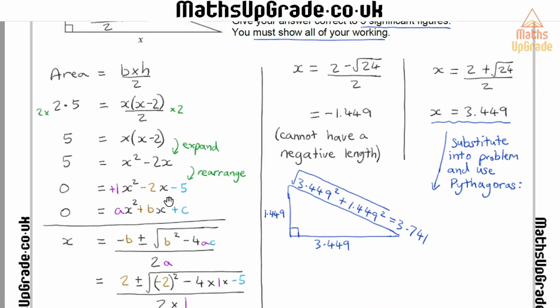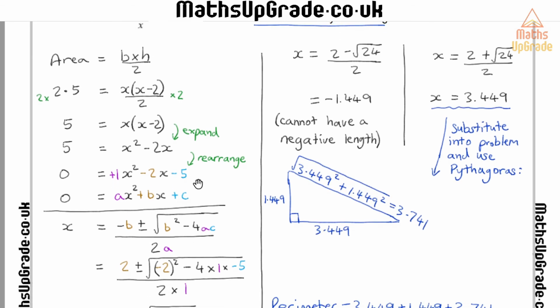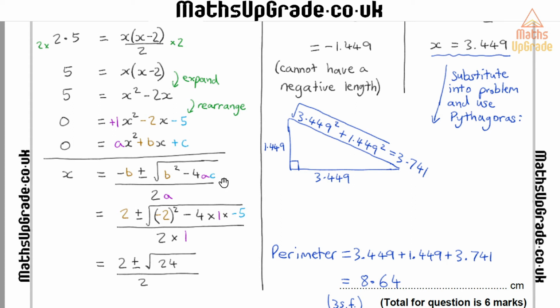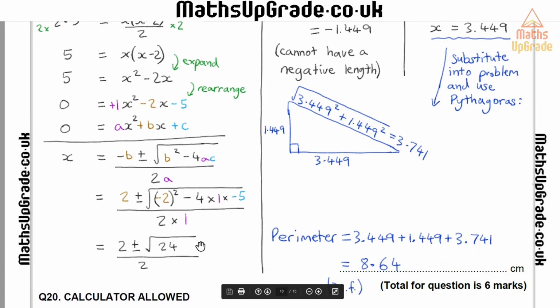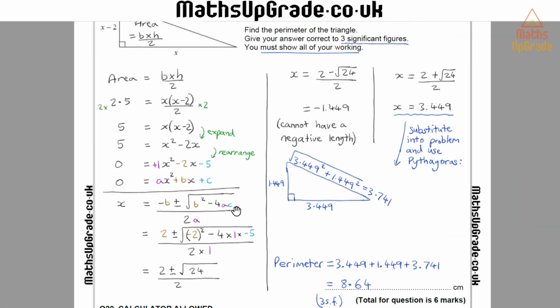So now I need to solve this quadratic here. When I'm solving this quadratic, I'm going to try and factorize it, but I cannot. So I'm just going to use the quadratic formula. By inspection, you can see that a equals positive 1, b equals negative 2, and c equals negative 5. Substitute those in, and I get x equals 2 plus or minus root 24, all divided by 2. I get corresponding values of x as being negative 1.449 and 3.449.